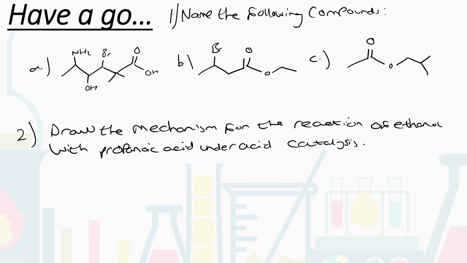So, time to have a go at some questions. If you want to have a go, pause the video and the answers will be on the next slide, but we've got some naming of some carboxylic acids and esters, and then to draw the mechanism for the reaction of ethanol with propanoic acid under acid catalysis.